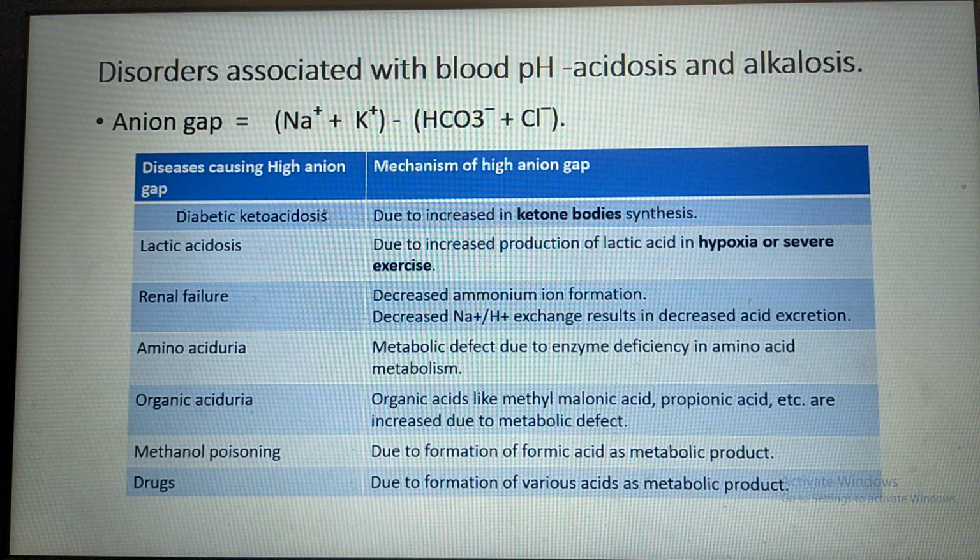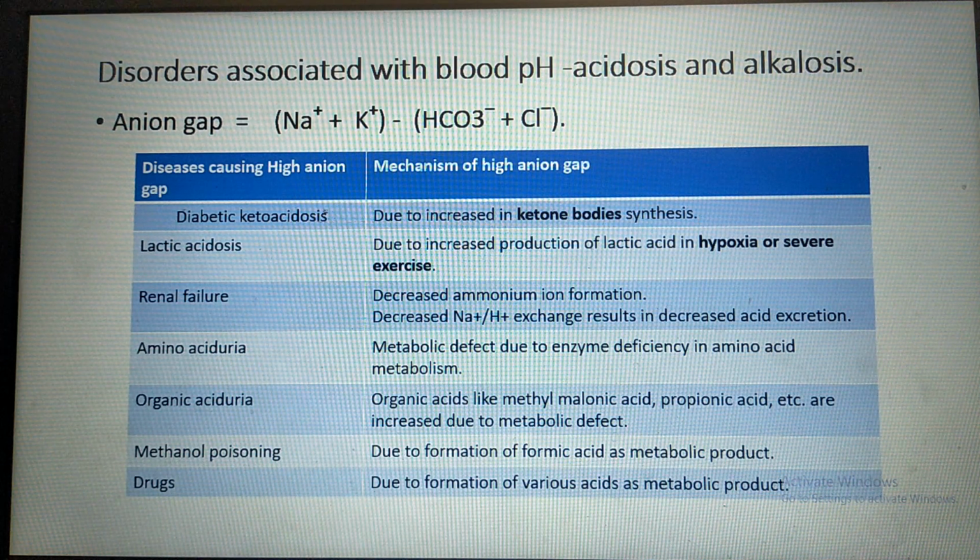So if the ketone bodies increase, what will happen? H plus ion increases because they are acidic. They give H plus ions. H plus level in the body increases. If H plus ion in the body increases, the pH tends to fall. But I have explained in the last lecture, if pH falls below 7.35, it has a deleterious effect on our body. Therefore, the bicarbonates present in the extracellular fluid combine with H plus ions and neutralize those H plus ions. So what will happen here?